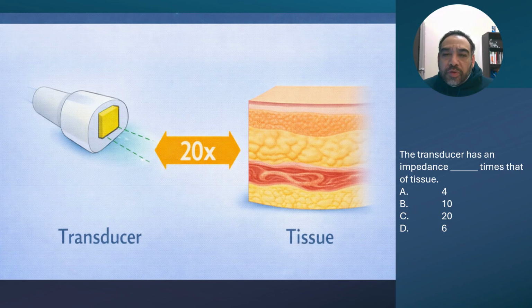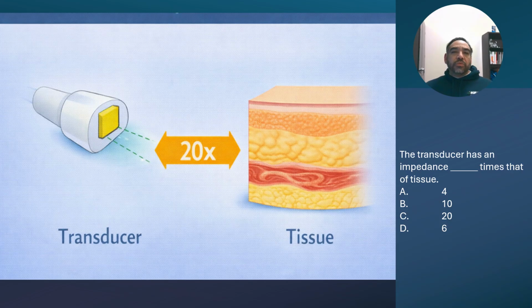Okay, so the next one says the transducer has an impedance blank times that of tissue. And answer A is 4, B is 10, C is 20, and D is 6. Now I know I generated images that sort of give you the answer. So in this case, the correct answer is C, 20. So acoustical impedance, which is denoted by Z, is equal to the density and propagation speed. So it determines how much sound is transmitted versus reflected at any boundary.